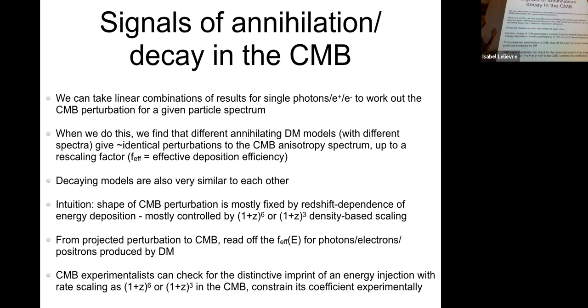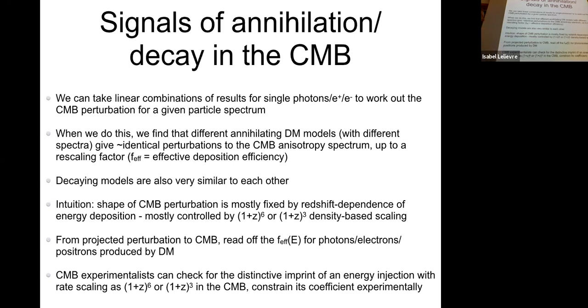Because all annihilating dark matter models or all decaying dark matter models lead to these distinctive imprints in the CMB anisotropy spectrum, we can characterize each dark matter model basically just by the coefficient of that perturbation. They all perturb the CMB in the same way. What's different between models is how much they perturb the CMB. So we can characterize each model essentially by one number in terms of the CMB signal. Then the experimentalists can look for a perturbation to the CMB that has that characteristic shape, constrain its coefficient experimentally, and compare that to the model prediction.